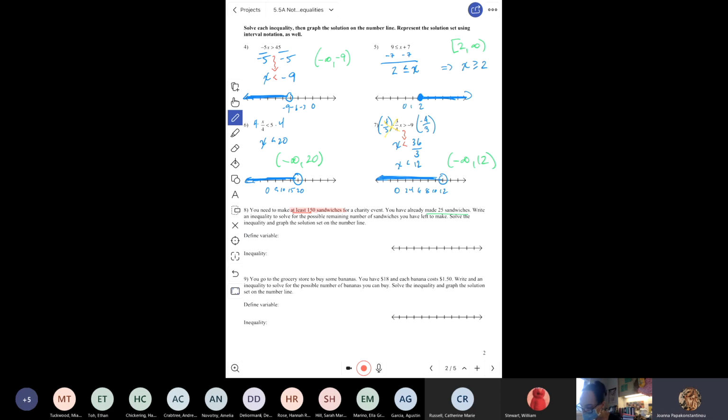We have to write an inequality to solve for the possible remaining number of sandwiches you have left to make. Solve and graph the inequality solution set on the number line. So let's first define the variable that we're solving for. We are trying to figure out how many sandwiches to make. So should we let S equal the number of sandwiches to make?